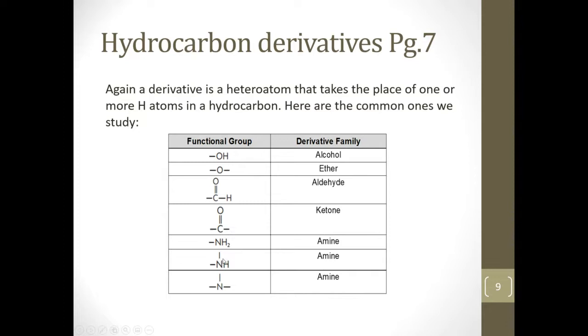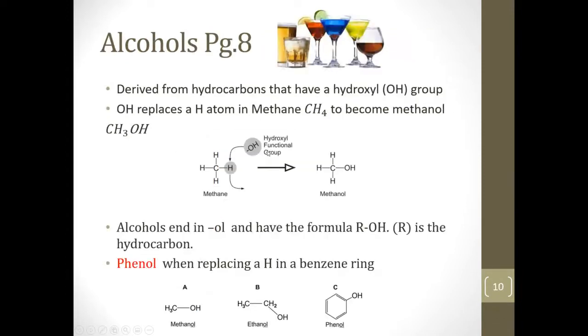And you'll be expected, if we were to give you a structural drawing of a hydrocarbon with one of these families of derivatives attached to it, to be able to identify it by its structure, give it a name, and that kind of thing. So let's start out with alcohols first of all, which have the OH or hydroxyl functional group here. So they're derived from hydrocarbons that have a hydroxyl or an OH group. The OH group replaces a hydrogen atom in methane, for example, here to become methanol.